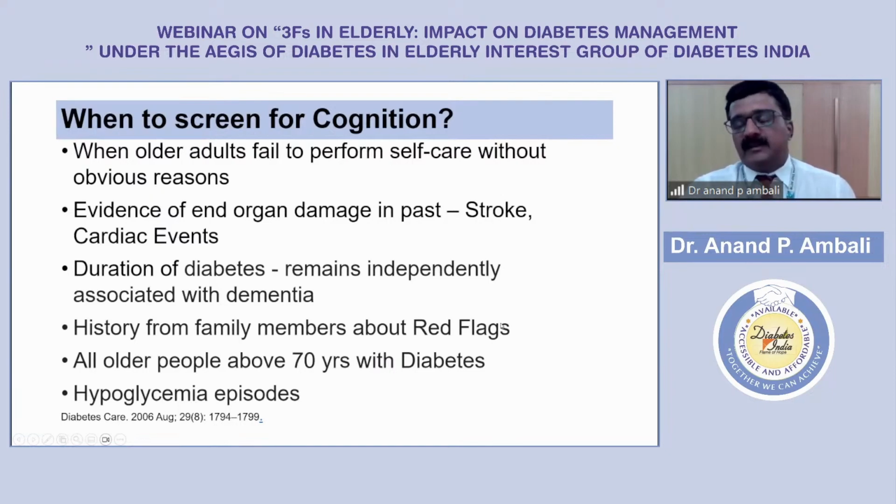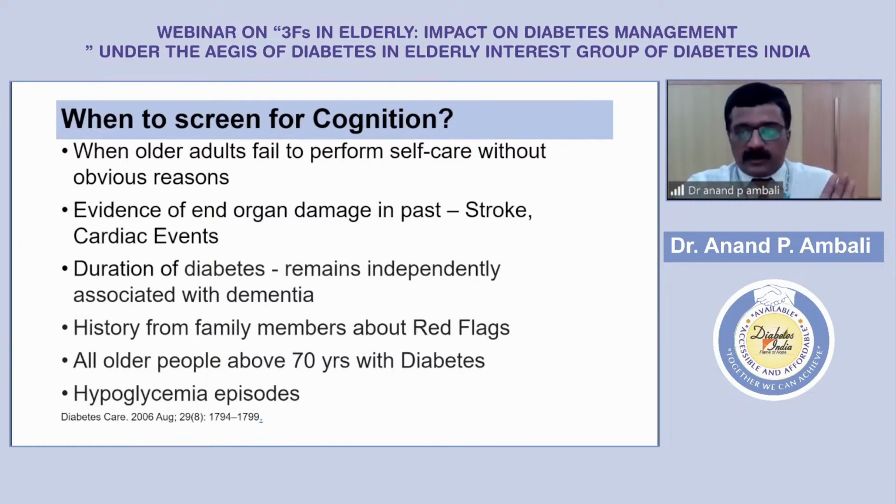The old man is forgetting, some old lady forgets to switch off the gas stove in the home, or they misplace things, or they wander. So many red flag signs are there, and if that history is there, then we should definitely go into a deeper examination. And all older people above 70 years, with diabetes or without diabetes, should undergo a screening at least once in a year.